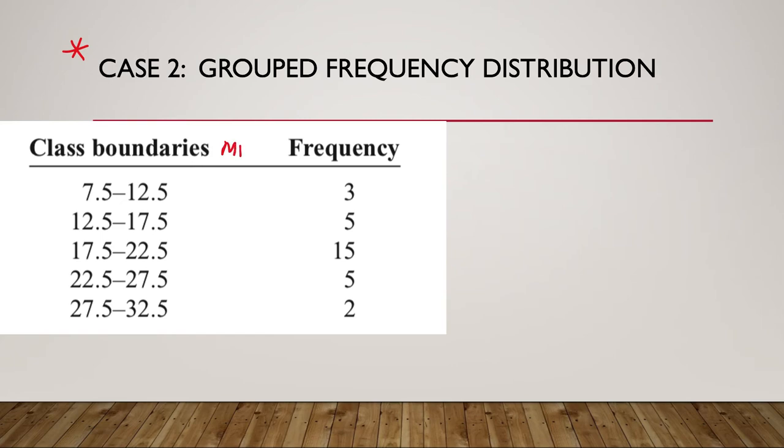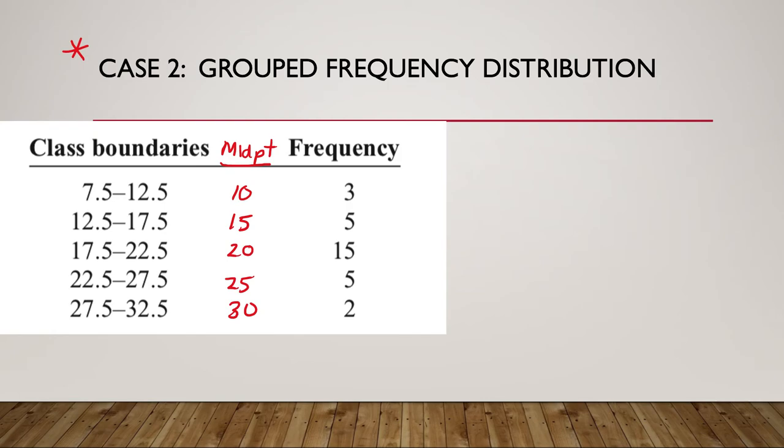All right, remember that first you need to find your midpoints for each class. Midpoints can be found by adding the 2 boundaries together and then dividing by 2. So the first one would be like 7.5 plus 12.5 divided by 2. I'm going to go ahead and jot my midpoints down here just in the interest of time.